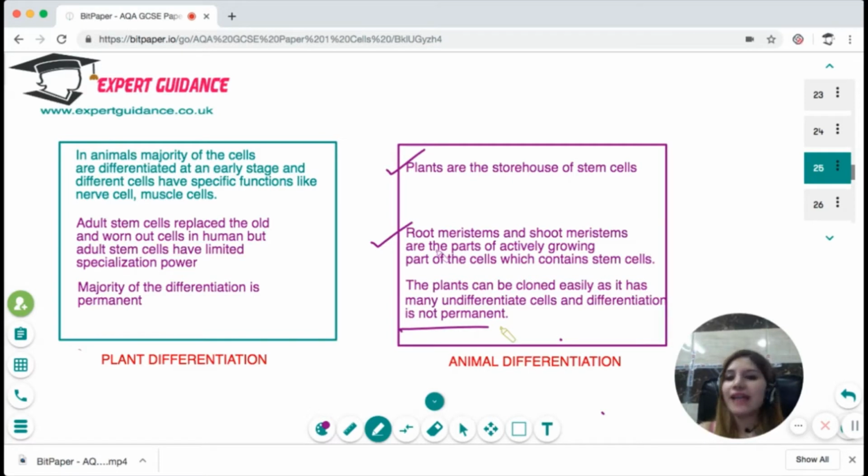Now in animals, the majority of cells are differentiated at a very early stage. In a plant, they get differentiated at a very late stage. In animals, cells are already specialized to form a nerve cell or a muscle cell. Adult cells replace the old and worn out cells in humans, but they have only limited regeneration and specialization power. And as the majority of differentiation is permanent, the cloning of animals is difficult. So this is what happens in animal differentiation, and this is plant differentiation.